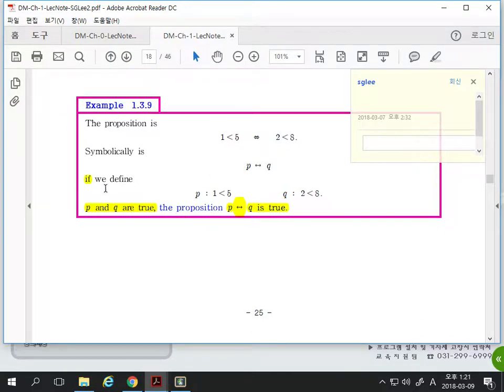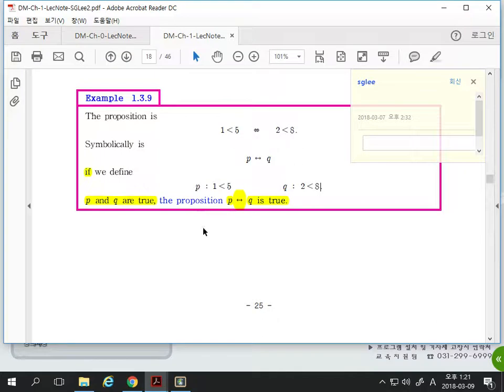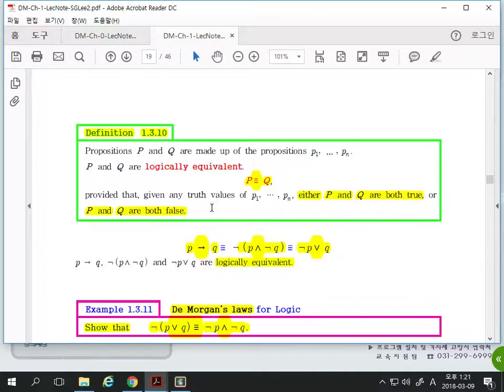This is one simple example. If we define P as 1 is less than 5 and Q as 2 is less than 8, then if P and Q are true, the biconditional proposition P if and only if Q is true. If both of these statements are true, then clearly this satisfies.